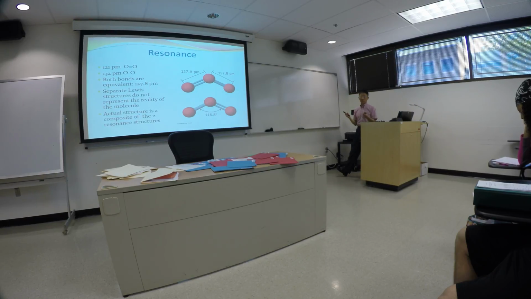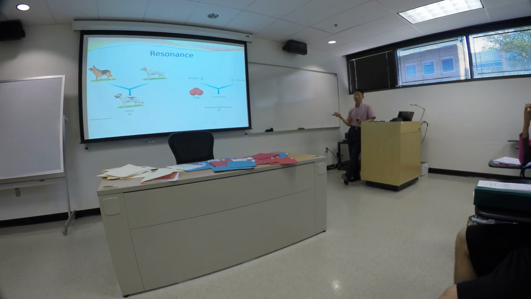So the actual structure of the ozone molecule is a composite of the 2 possible Lewis structures there. A single Lewis structure does not represent the reality. How do you understand the resonance situation? It's like a hybrid. The double bond is moving, and when you have 2 different breeds of dogs, their offspring bears the characteristics of both parents.